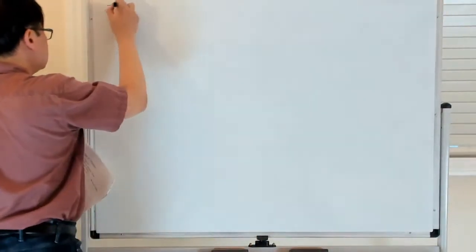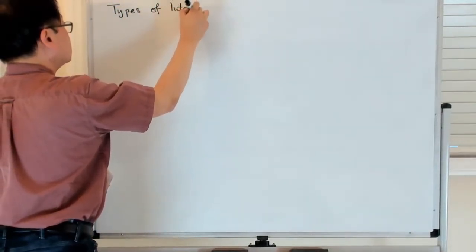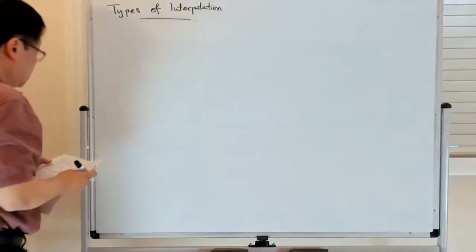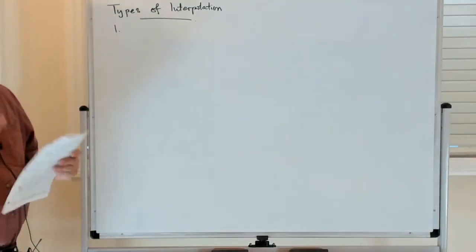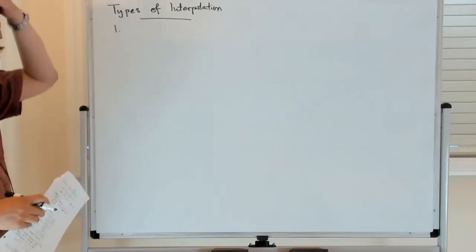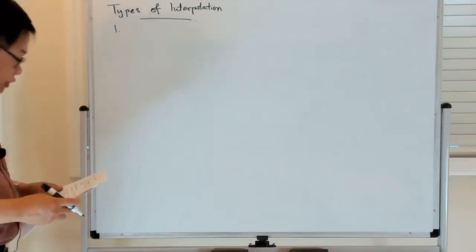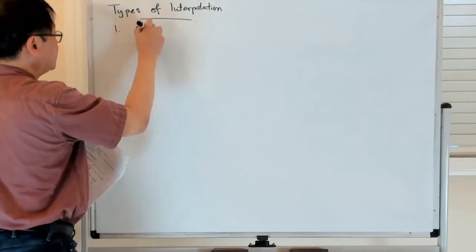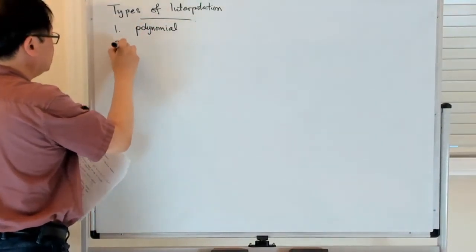Okay, so now let's look at different types of interpolation. The types of interpolation have to do with essentially what class of functions you're going to look for. It's like this g, which approximates or interpolates f. The first type has to do with polynomials, so you could do polynomial interpolation.